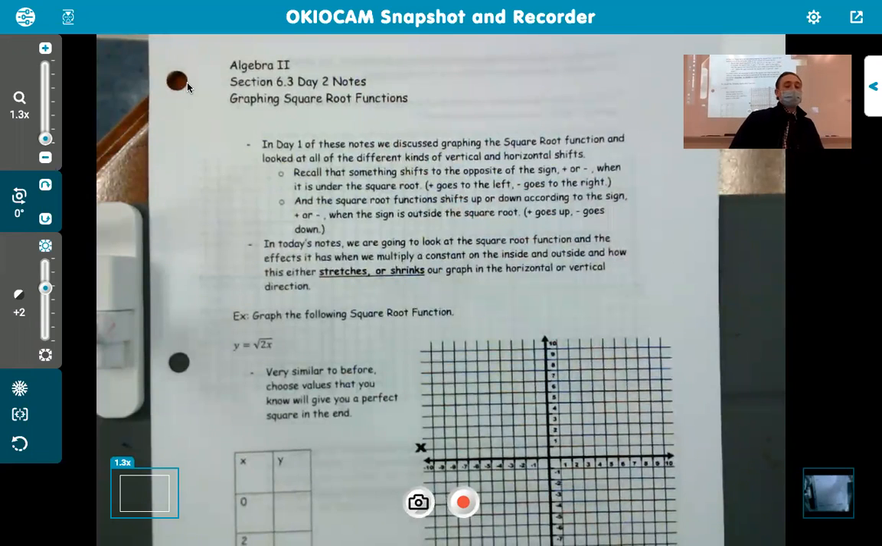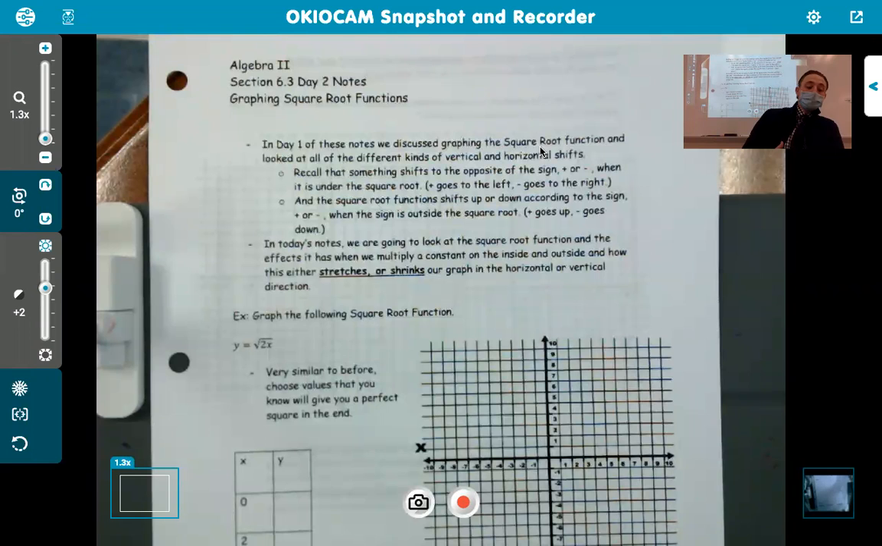Anything that's underneath our square root affected our graph horizontally. So I either moved to the left when I was adding or moved to the right when I was subtracting, okay? Anything on the outside of my square root affects my graph vertically. So I moved up when I was adding and down when I was subtracting. Hopefully we remember this, and we made a key for that back on Friday, all right?